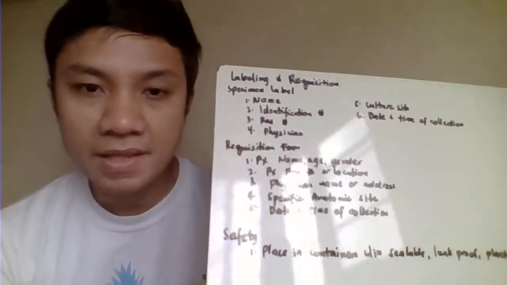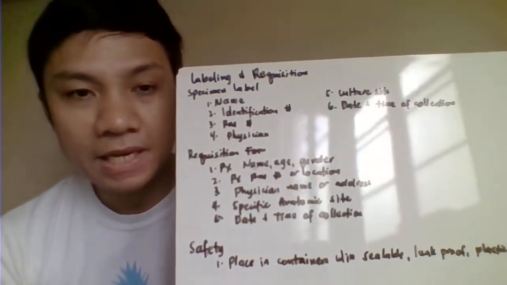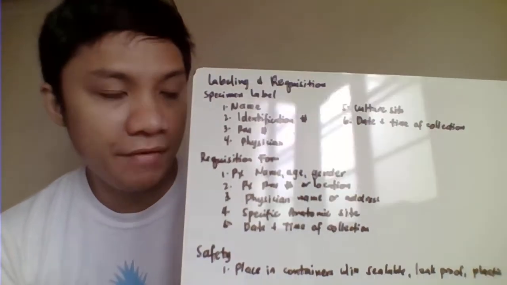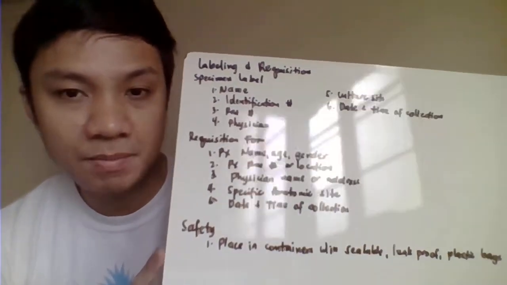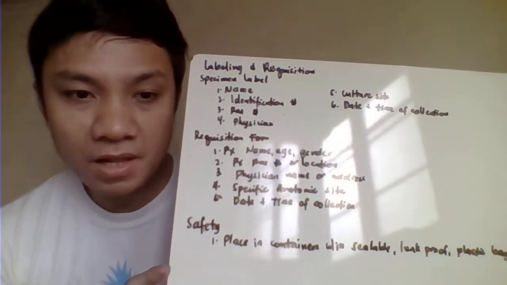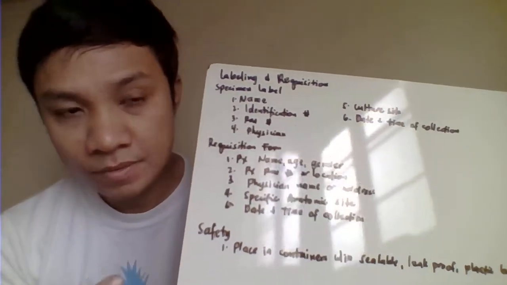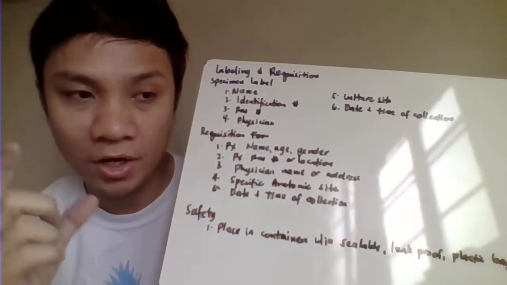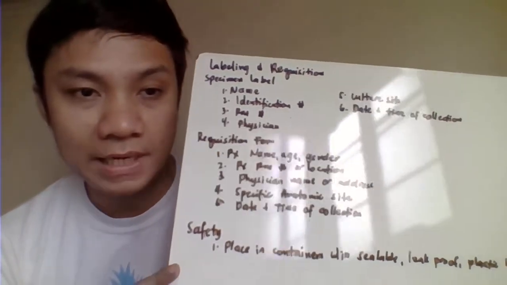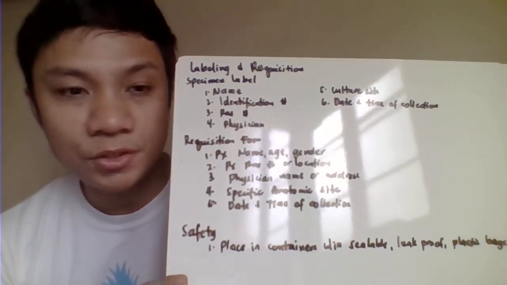Okay, so we have here the specimen labeling and requisition. So we have here the proper way of labeling a specimen. The specimen label should be put on the container itself, on the body of that, not on the cover or the lid. So the specimen label should contain the following.